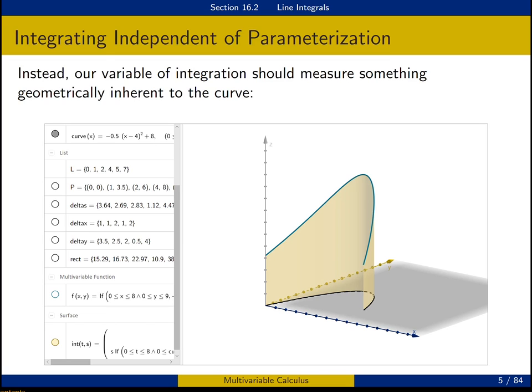Instead of being dependent on our choice of parameterization, our integral should compute something that is geometrically inherent to the curve. The obvious choice would be to compute the actual area beneath the graph and over the curve. In order to do that, we need to compute the base and the height of this function. The height, of course, is the values of the function. The base should be the actual distance traveled along the curve.